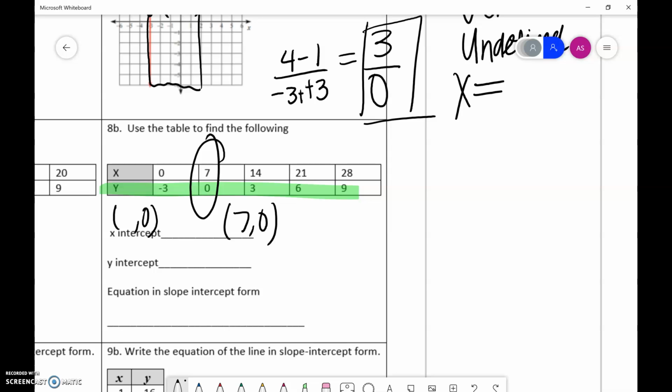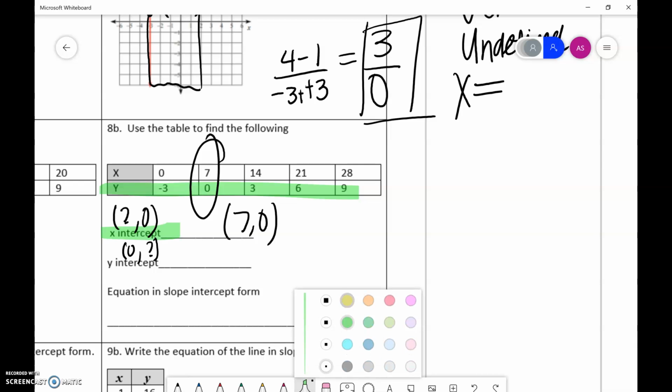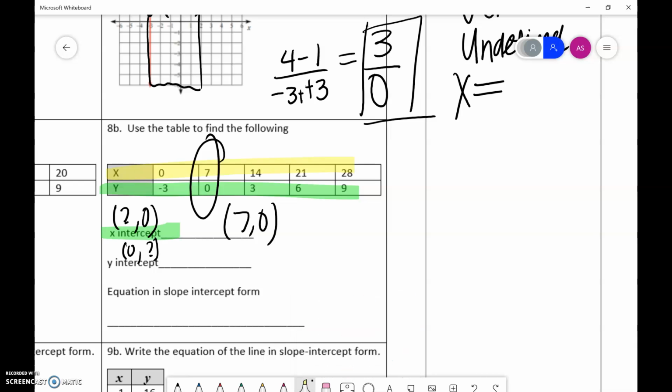Okay. Then it's gonna be the opposite for your y-intercept. I'm looking for my x to be 0 this time. So I'm going to highlight my x's and I'm going to circle where it's 0. That's where it's 0. So my answer is 0, -3.